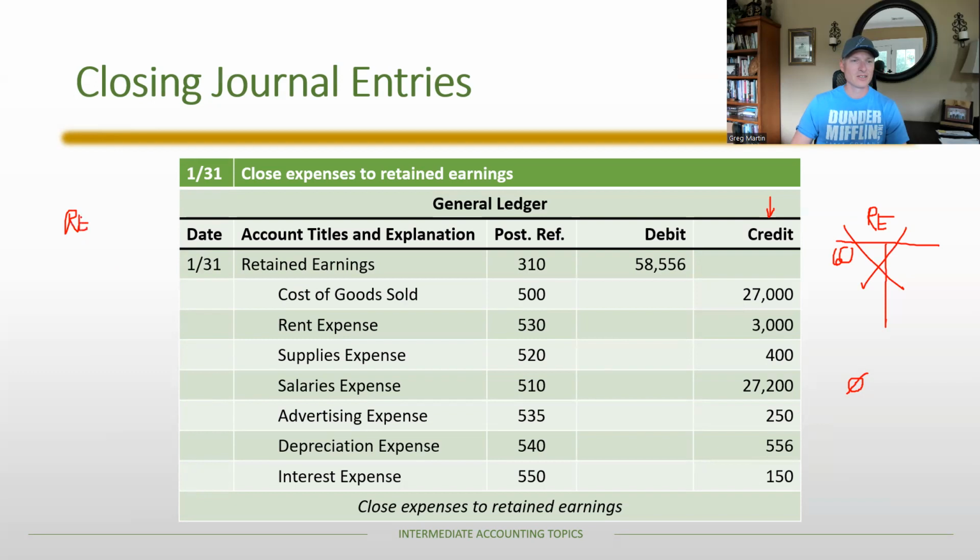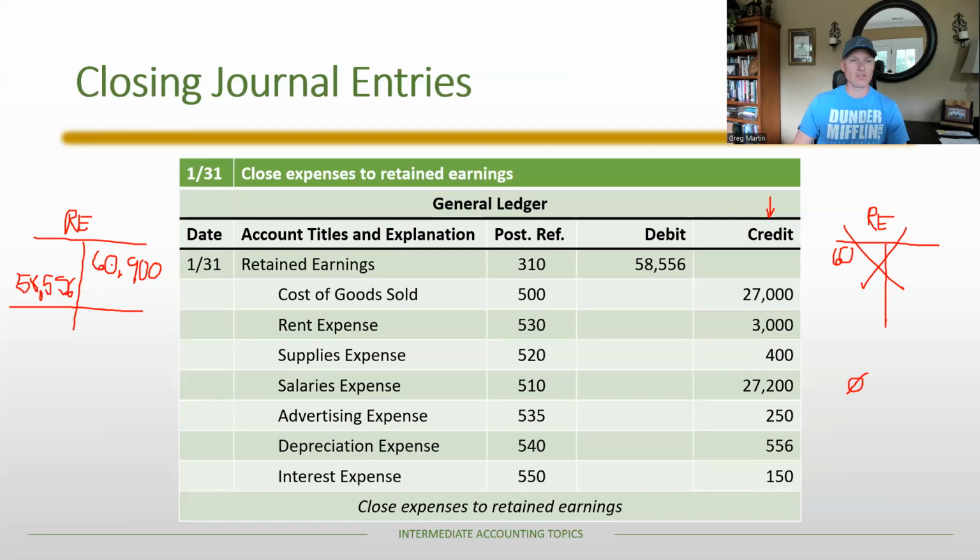All right, so we have our retained earnings account. With our previous entry, we had credited that account 60,900. And now we are debiting that account 58,556. And then that leaves us a total.